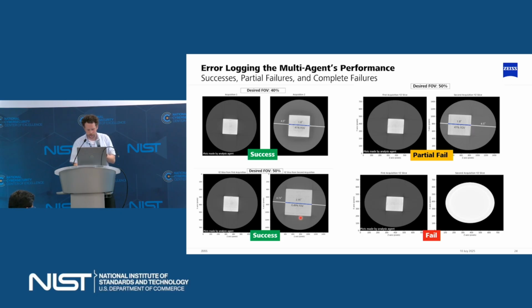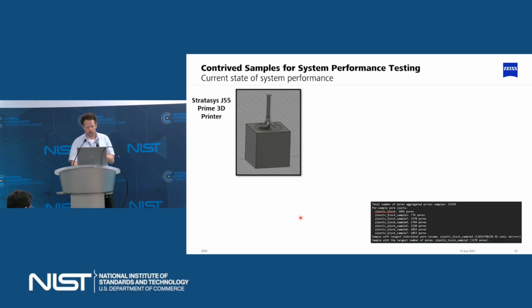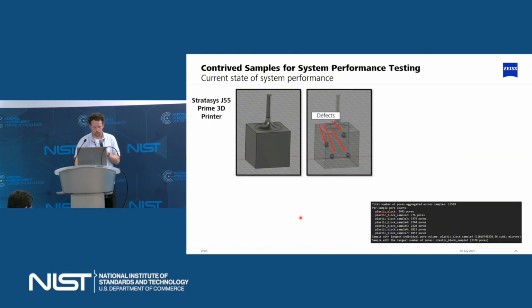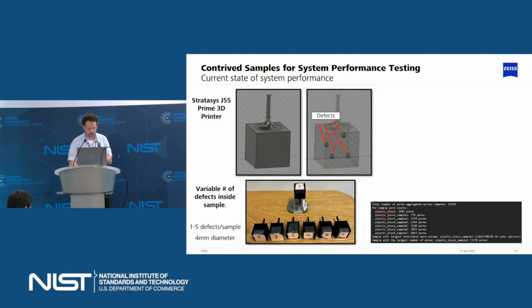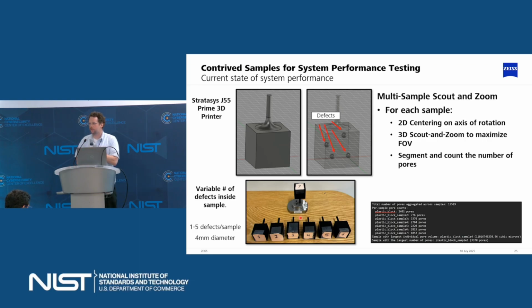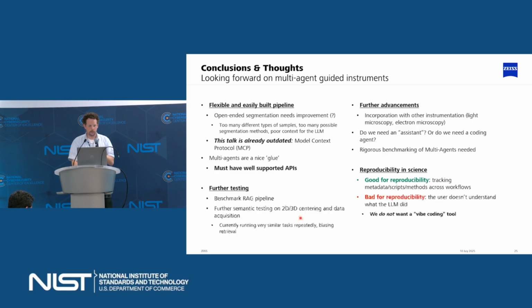Now let's move on. I put defects inside of the samples intentionally, and I combined the two previous workflows. I said, hey, center each sample on the axis of rotation, then do the magnification step, segment the data sets, and tell me which one has the most pores and which one has the largest pore. It will do the workflow, meaning all of the acquisitions will complete, but we're still having some issues getting the segmentation and analysis up to the level that we want. So this is where we're at currently with the benchmarking.